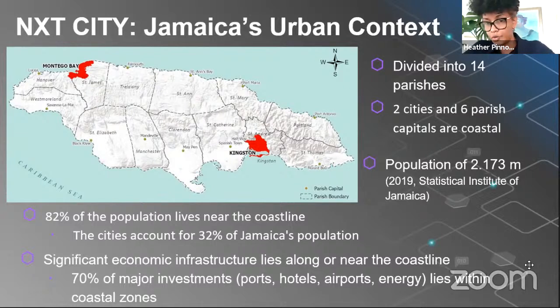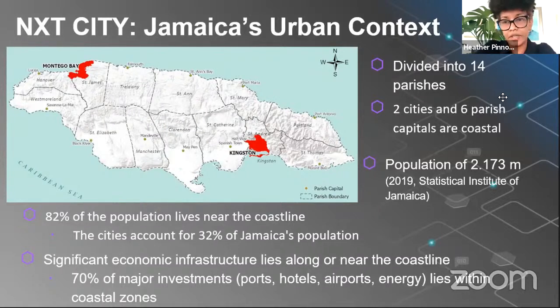Jamaica has a population of 2.173 million, according to the 2019 STATIN figures, even though that figure is much higher and closer to 3 million if you listen to some other sources. And based on that population, we do have an increasingly urban population. Right now, cities account for about 32% of Jamaica's population, but they continue to grow. However, even though only 32% of the population may be in cities, 82% of our population lives close to or along the coastline of Jamaica. You will note from looking even at this map that geographically, a lot of the center of the island is mountainous and therefore is not as easy to do large scale development.